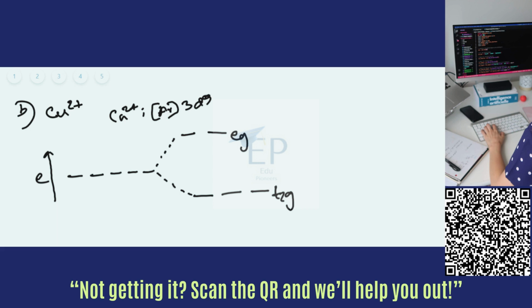So how will it go? First you have to put one electron at a time, and in that case let's first put them one at a time. And then we have to put the rest of the 4 as opposite spin. So that's how the crystal field splitting diagram for Cu2 plus looks like.